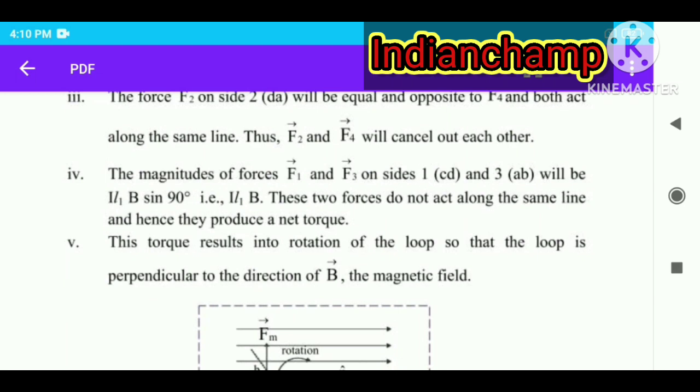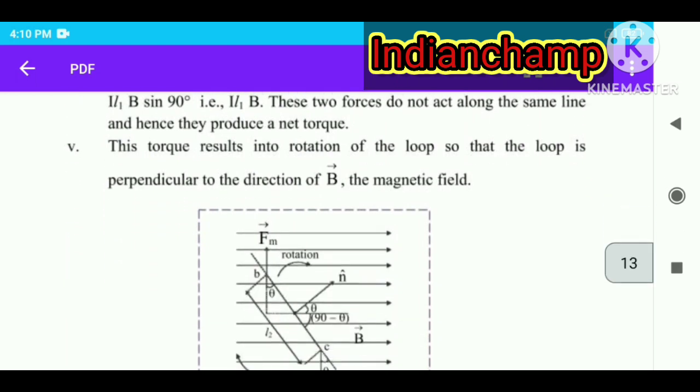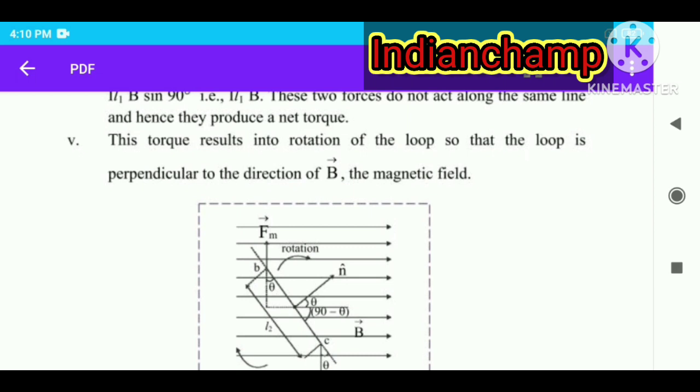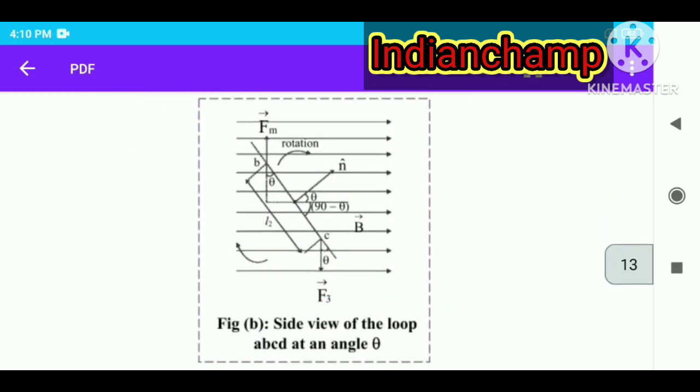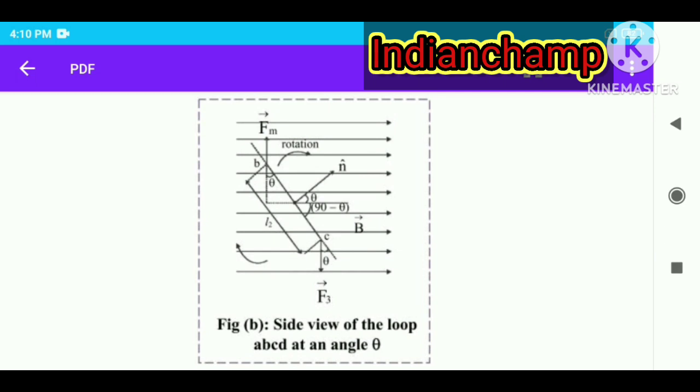These two forces do not act along the same line and hence they produce a net torque. This torque results in rotation of the loop so that the loop becomes perpendicular to the direction of the magnetic field B bar. Figure B shows the side view of the loop ABCD at an angle theta.